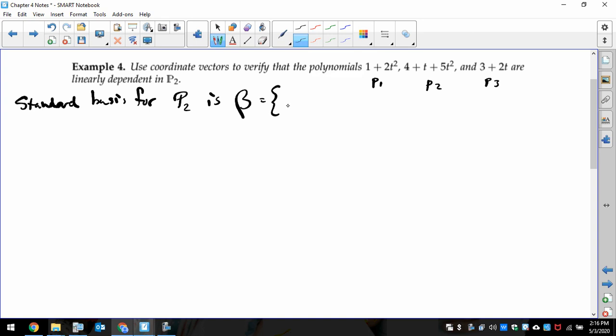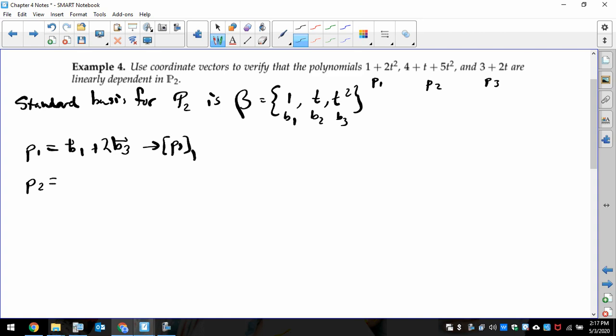so here we want 1, t, and t squared. And so then this is my b1, this is b2, and this is b3. So now we want to write each one of our polynomials, p1, in terms of this standard basis. It's 1 b1 and 2 b3. So maybe I'll write the b coordinates of this polynomial: the b coordinates of p1 are 1, 0, 2.